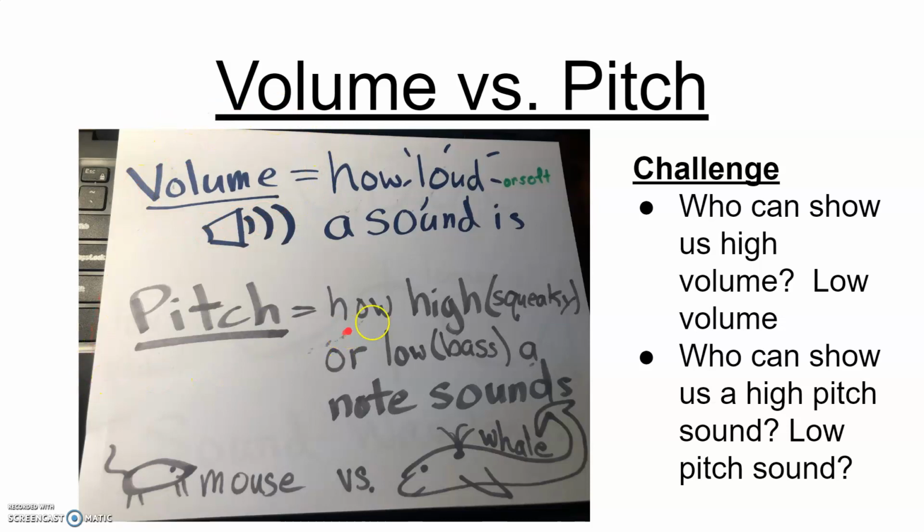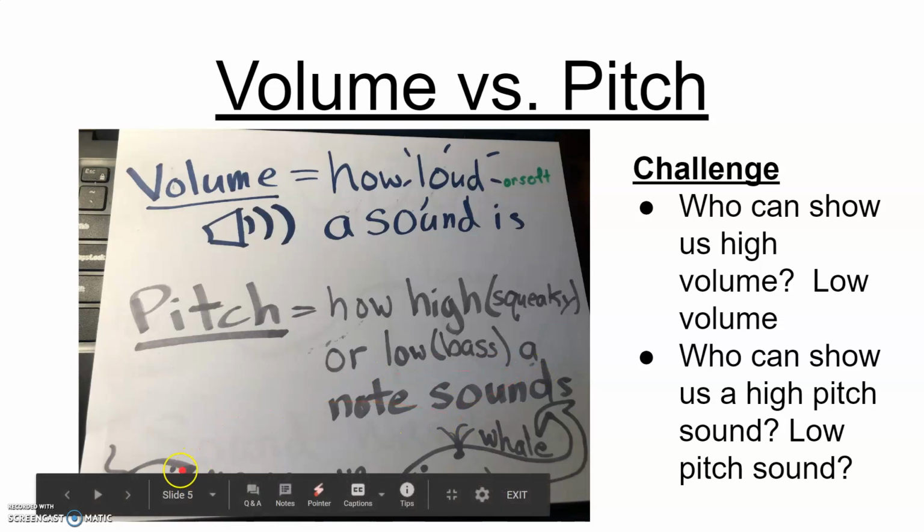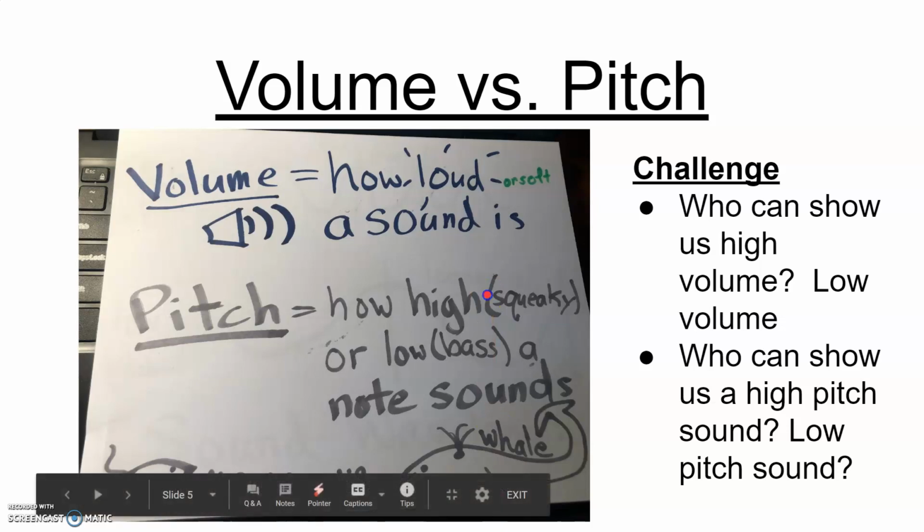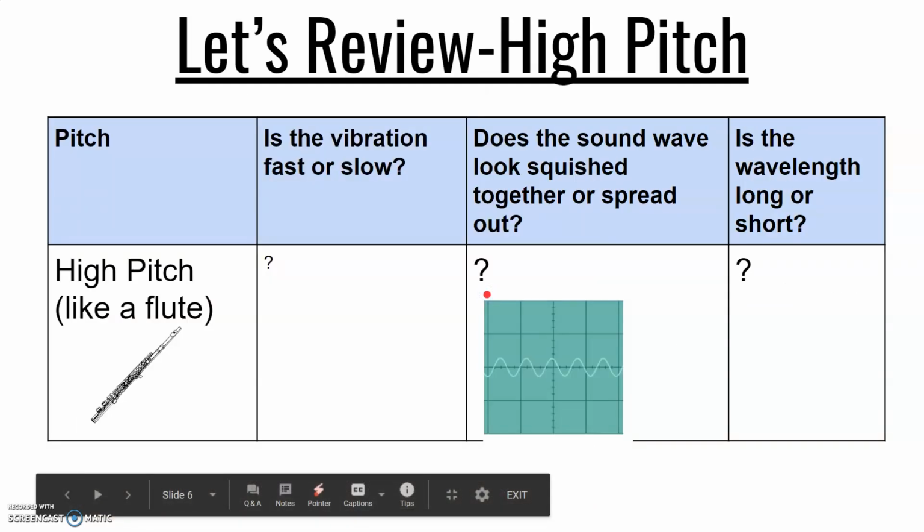Pitch is how high or squeaky or how low a note sounds. So that's when I think about my mouse versus my whale. Whales talk much lower, and mice have a high, squeaky kind of sound. So let's review the second part.